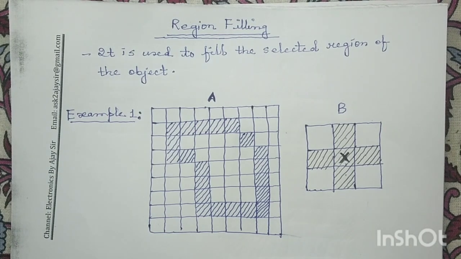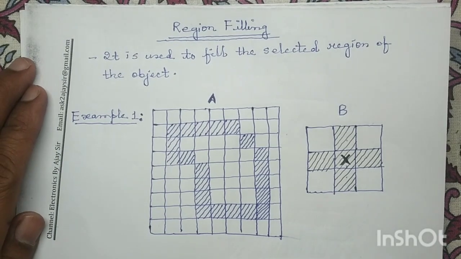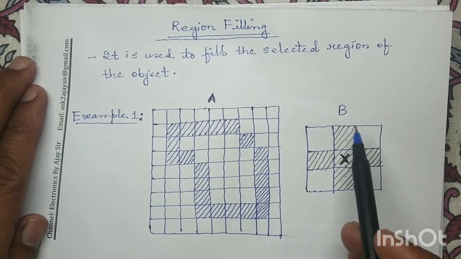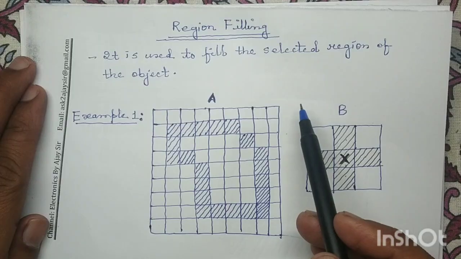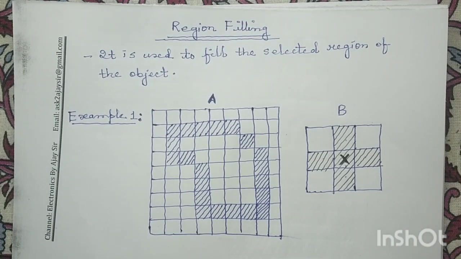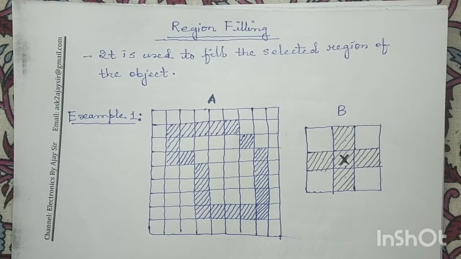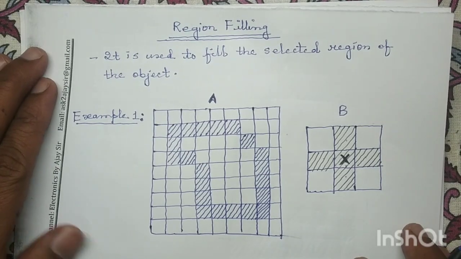Good morning all. Today we will discuss region filling operation. So region filling operation, it is used to fill the selected region of the object. To understand the region filling operation, let us discuss an example. So look at the example 1.